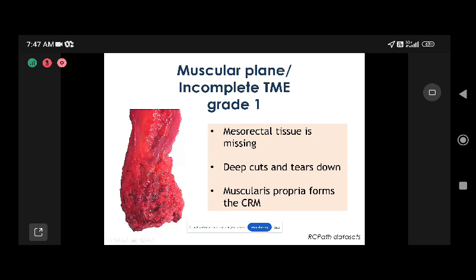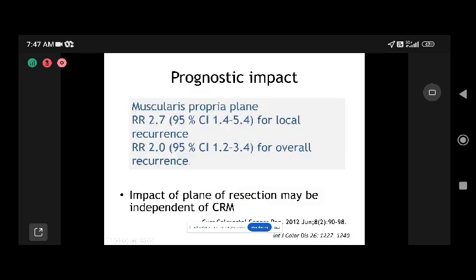This is where you can see large defects, or you can find deep cuts and tears, and you can see that the muscle is visible, and you can find mesorectal tissue missing at places. So the CRM is formed by the muscle. So this is incomplete TME, and this muscularis propria plane of dissection is associated with a significant risk of local recurrence and overall recurrence.